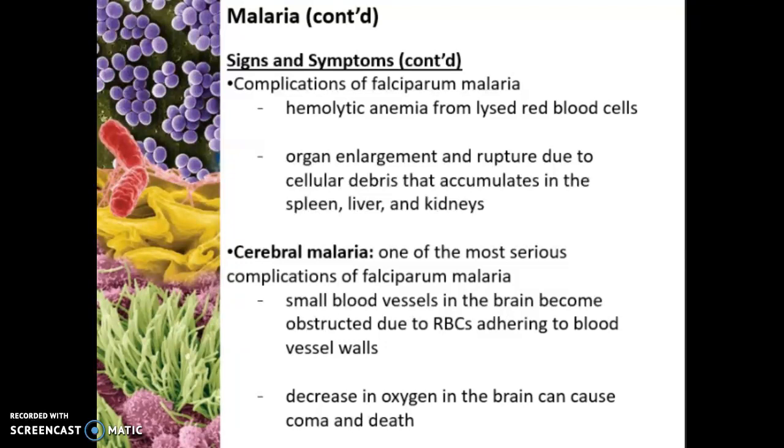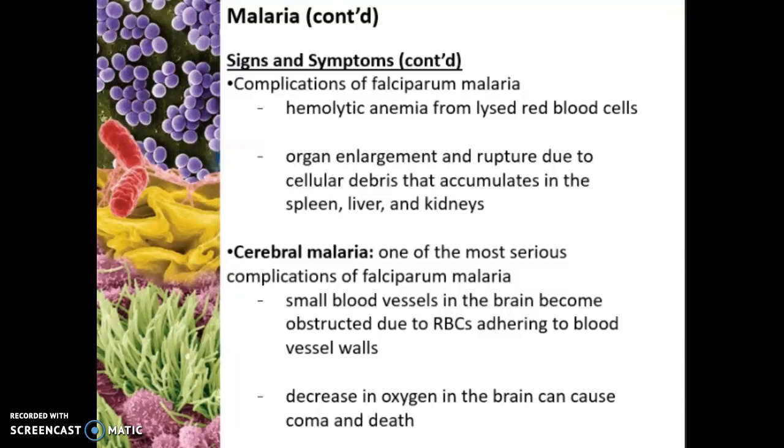It could be completely causing strokes, or it could just be down to 50%, and that just decreases the oxygen that's getting to the brain, which can cause coma and eventually death. Now, it's interesting, why do those red blood cells adhere to blood vessel walls? Well, it's a response to the malaria organism being inside of it. They express slightly different proteins on the surface of the cell, and those just are sticky.